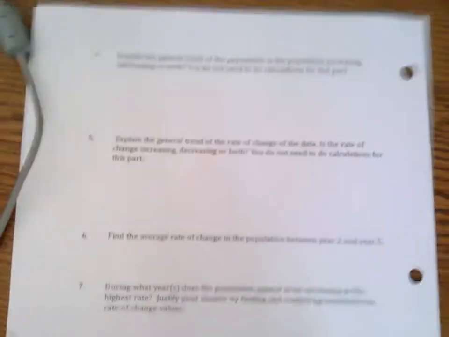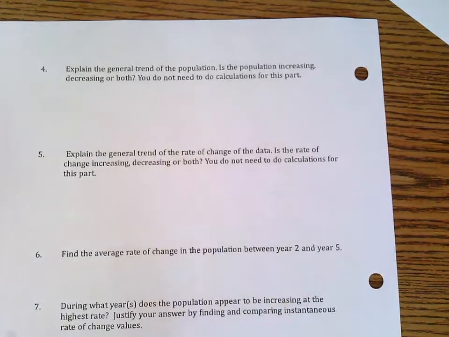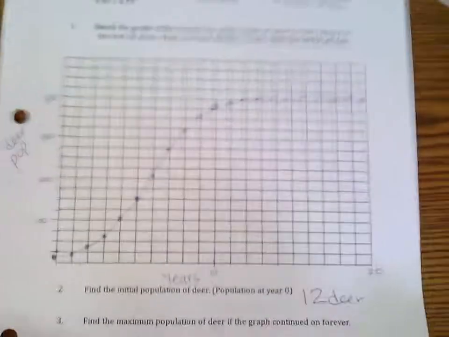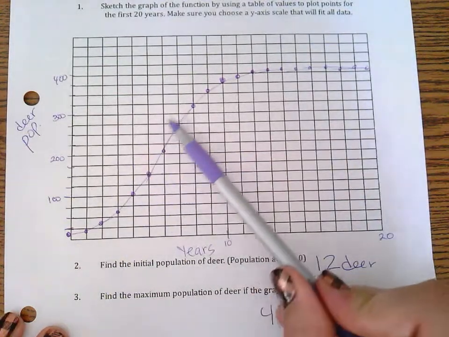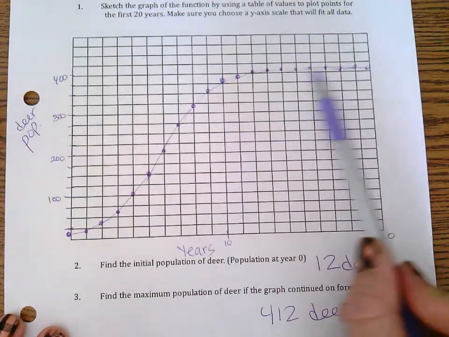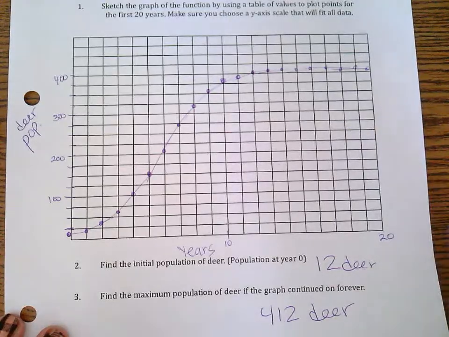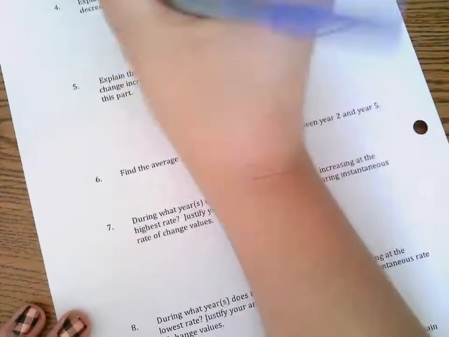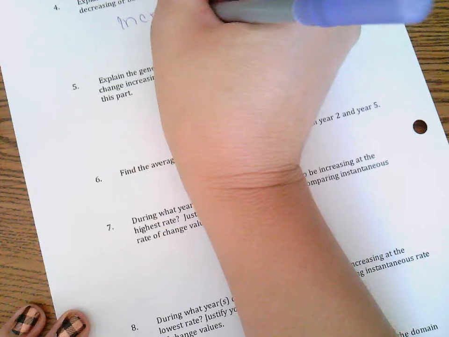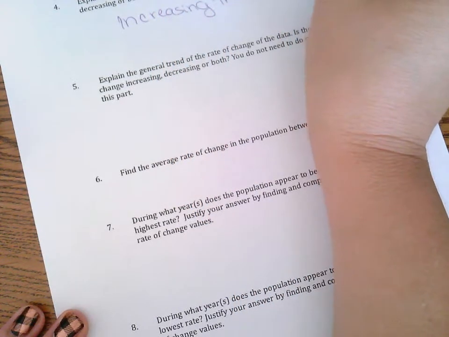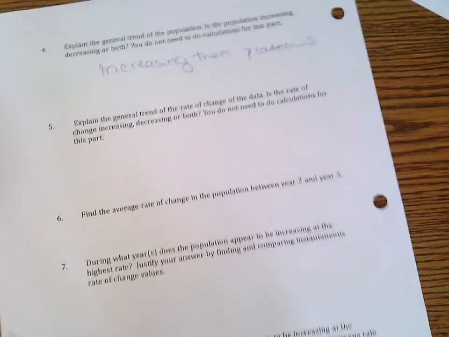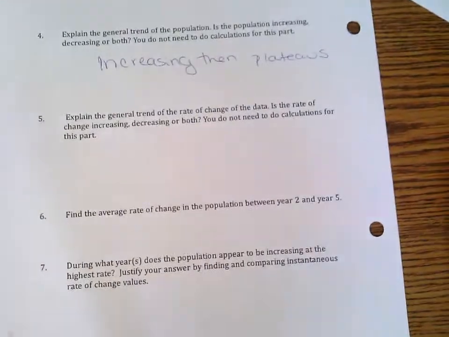So what's the general trend of this population? Is the population increasing, decreasing, or both? When I look at the trend, if I read this graph from left to right, it's increasing, right? And then it plateaus. Is it ever going back down and decreasing? I don't think so. So I would say it's increasing and then it plateaus. It never decreases. So that is the general trend.